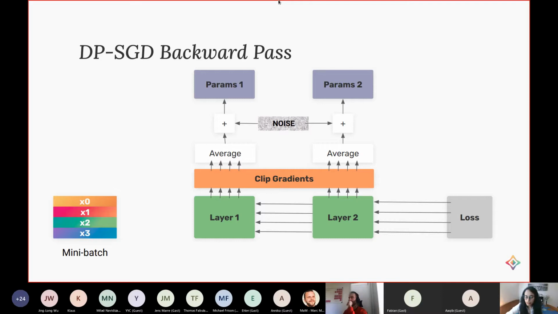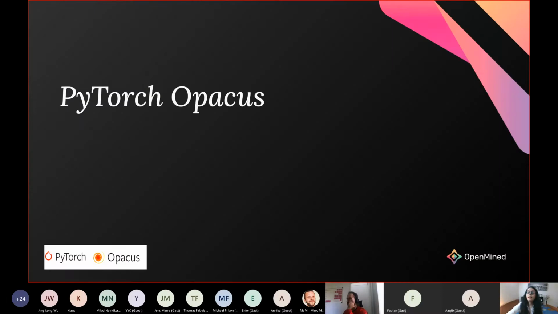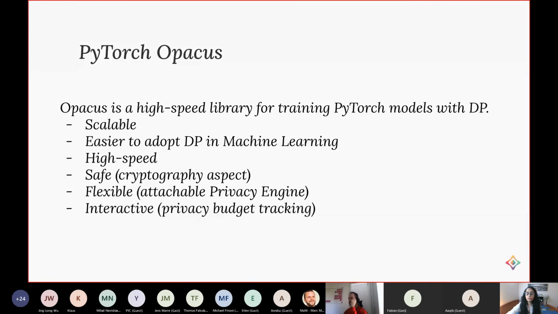So PyTorch Opacus has used some really interesting mathematical techniques with linear algebra, which have made this much, much faster. And yeah, that's the key contribution of Opacus, the key new contribution of Opacus in this subfield.